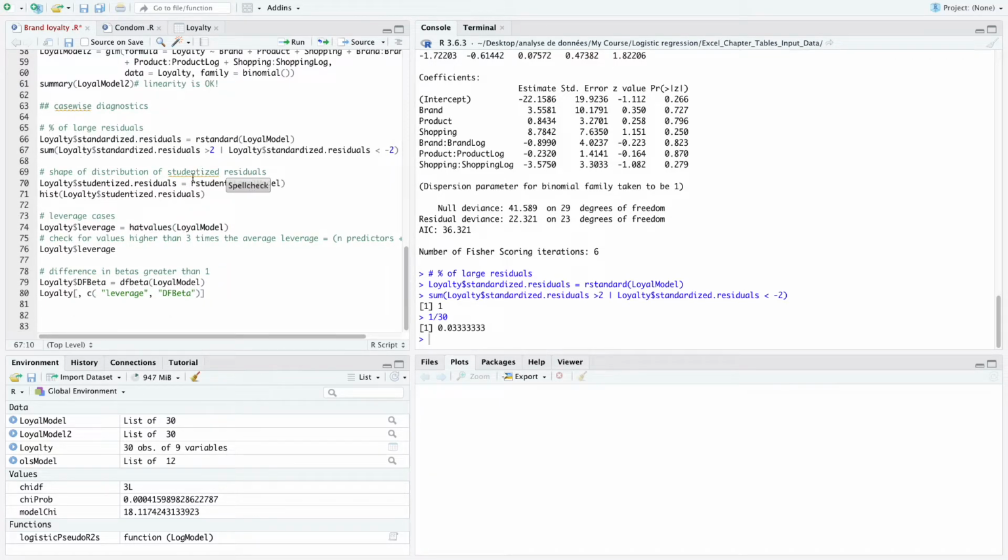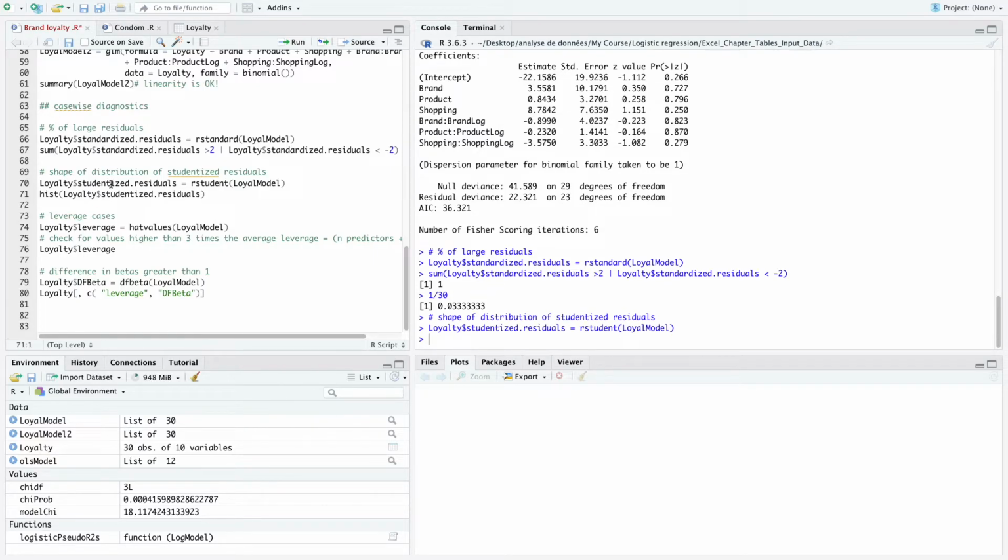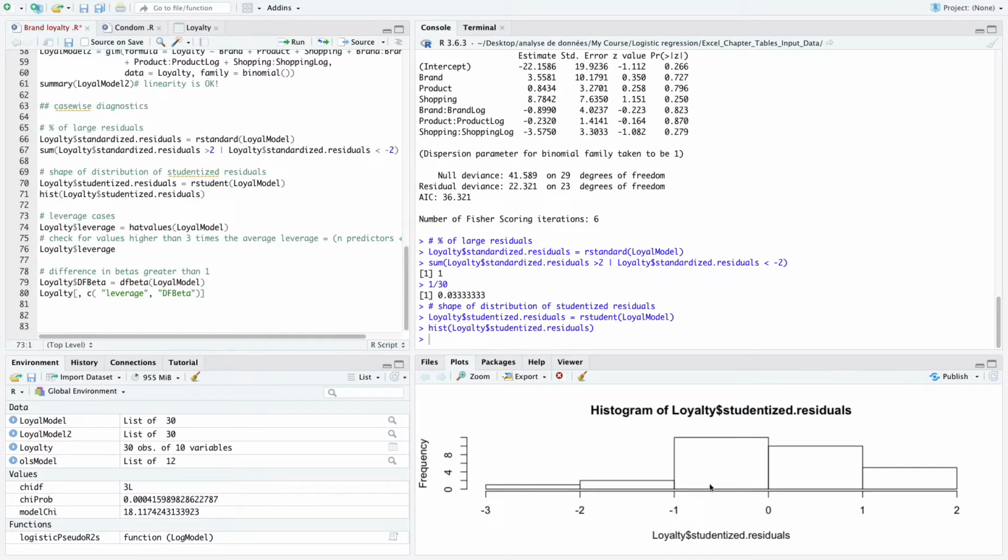I'll move to the distribution of the studentized residuals. Of course, I can also check the standardized residuals, but usually the best way of looking at residuals is looking at the studentized residuals, which are residuals that have been standardized, actually. Normally I should find that they have a shape which looks normal. Usually it's not really normal, but it should not be far from it. The function is rstudent, simply, and you plug the model inside, and we'll check this histogram, which normally should have a normal distribution, but in our case, it doesn't really have one.